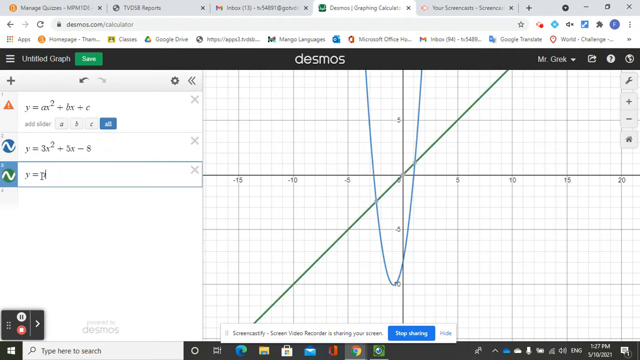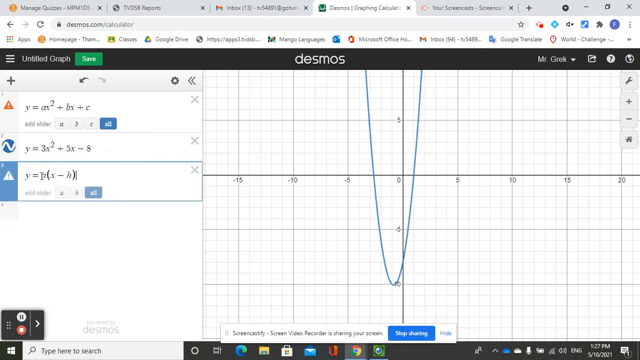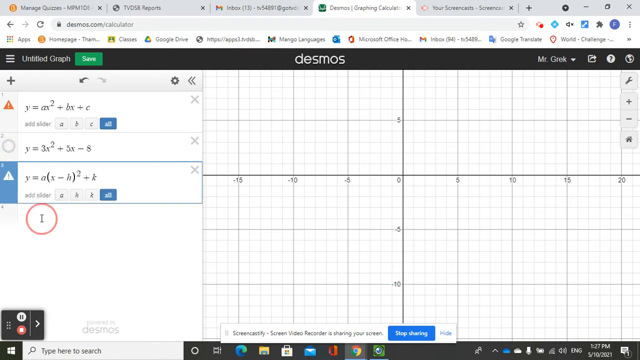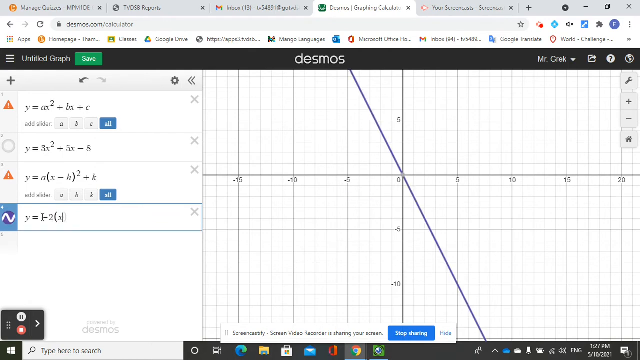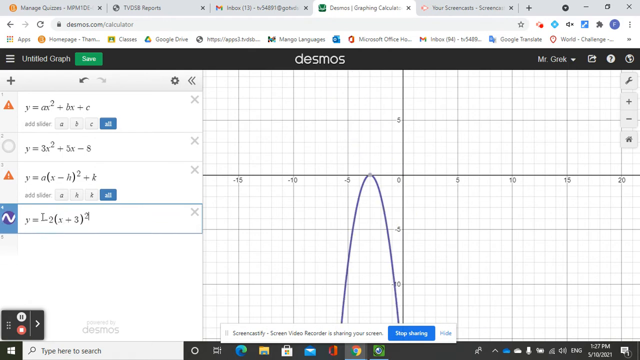Then we looked at vertex form, a(x minus h) squared plus k. So let's look at one quick example there. Let's say I've got an a value of -2, (x plus 3) squared minus 4. So again, the a value, we use the same letter in vertex form. For the a, it represents the same thing. The a value is negative, so the parabola opens down.